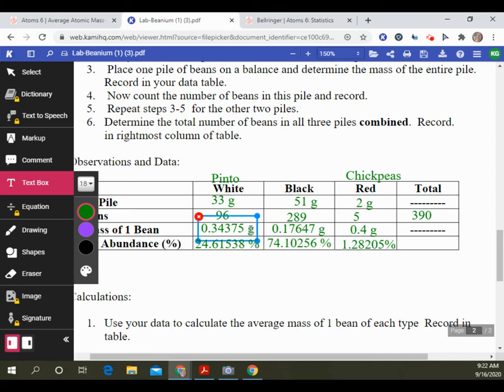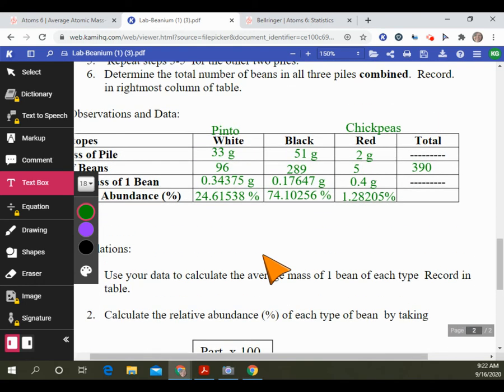Because if you look at the mass of the whole pile of the beans, it's not going to get you the same percentage that you have in your relative abundance, because the masses are different for each isotope, for each different bean. So that's going to throw your numbers off. All right, so I'm going to put this on paper so you can see the formula and how to work it out. And then we'll type it in.